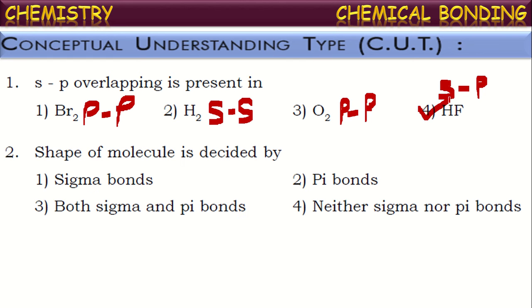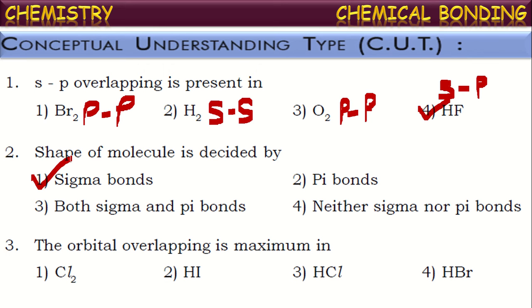Okay, next one. Shape of molecule is decided by. The geometry of a molecule is decided only by the sigma bonds present around the central atom. Sigma bonds decide the shape or geometry of a molecule. Pi bonds have no influence on that. The number of bonds between any two atoms is considered as single while predicting the shape. So sigma bonds decide the shape of the molecule.